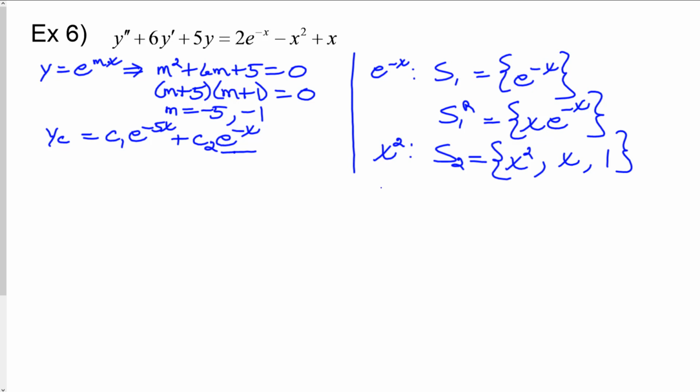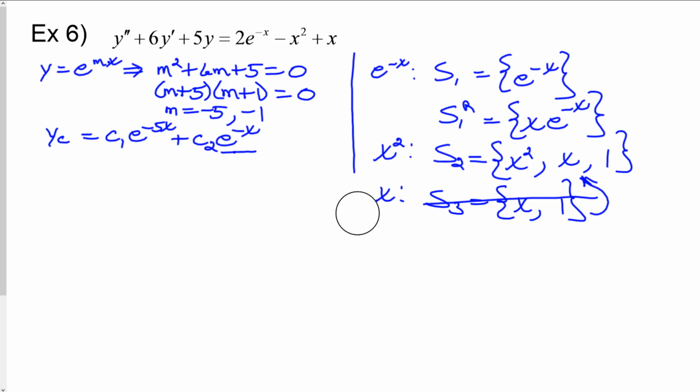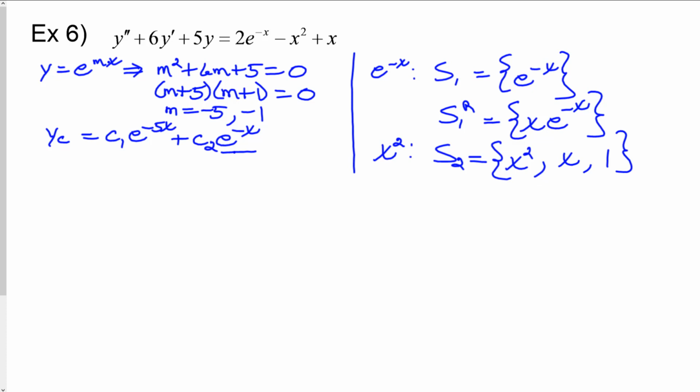Okay? And then the UC set for x, we could call it s sub 3. It would just have x and 1, the derivative of x in it. But you see, this is already part of s sub 2. So we can basically get rid of that, and we do not have to worry about that UC function at all because it's included in the UC set for x squared. So just to make a little bit more room, I'm going to erase that. These are the only two functions that matter then.